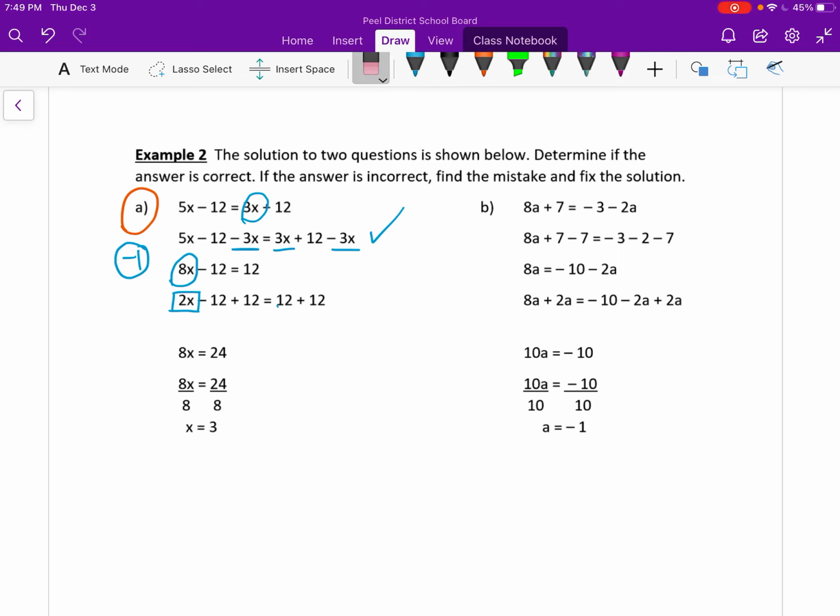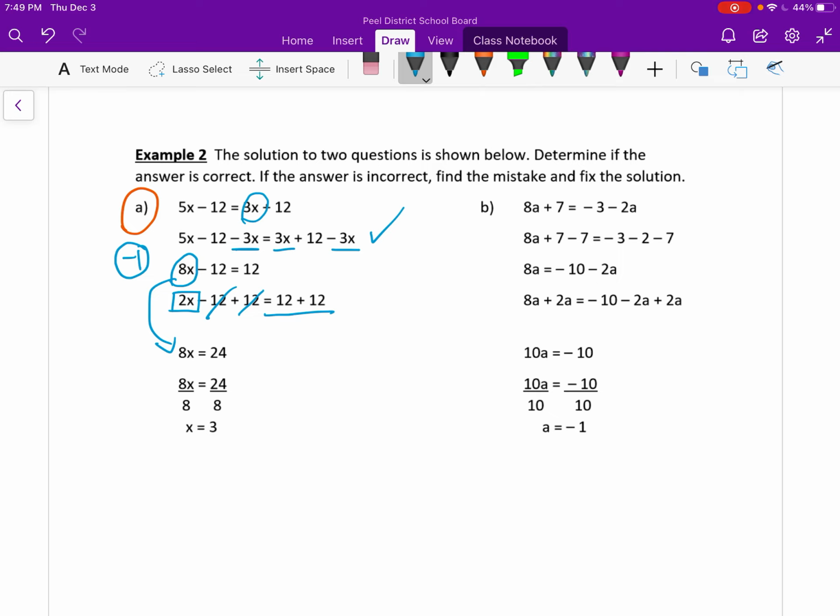But what they were trying to get rid of, so they did 12 plus 12, and that means that they got rid of the 12 on this side of the equation, negative 12 plus 12, so that equals 0. 12 plus 12 is 24. And then I guess they just brought the 8x back down here. You have 8x equals 24, right?